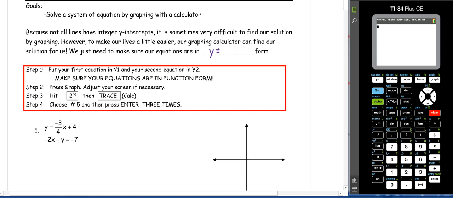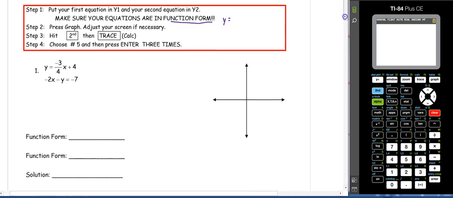Remember from first semester, we did this before a little bit. There are a couple steps to remember. First, we're going to make sure that our equations are in y equals, which is function form. So we always want to have y equals, and then that's going to be our y1 and y2. We're going to put those in the calculator, graph and make sure it fits on our calculator screen, and then we're going to hit second trace, calc, which is option 5, and we hit enter 3 times.